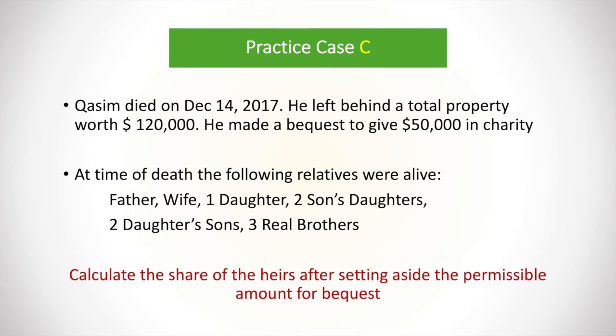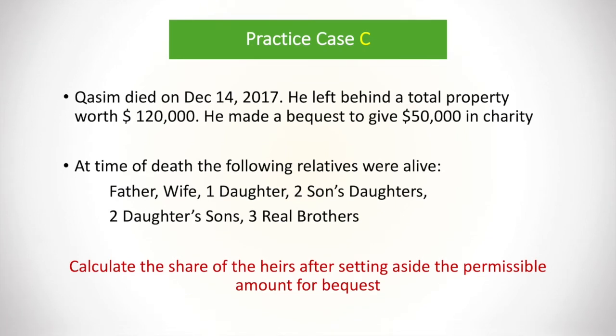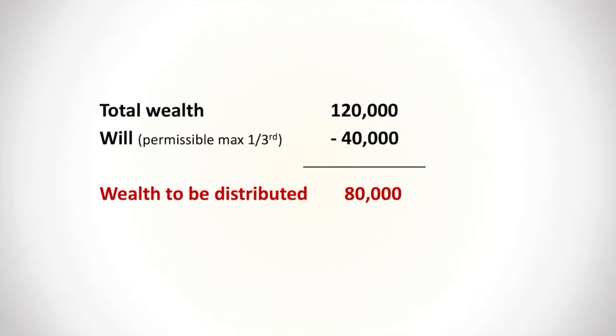So we need to calculate the shares of each heir after setting aside the permissible amount of will or bequest. As we remember, the maximum permitted amount to will or to bequest is 1/3 of the property. So he made a will of giving $50,000 in charity, but that would exceed the maximum 1/3. His total wealth is $120,000. 1/3 of this would be $40,000. So we will give 40 in charity and keep the rest for distribution among heirs.